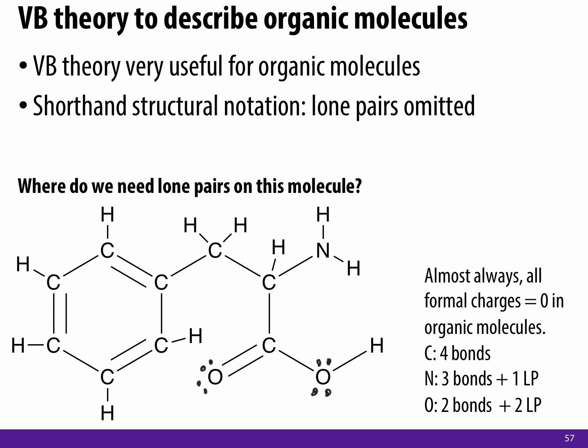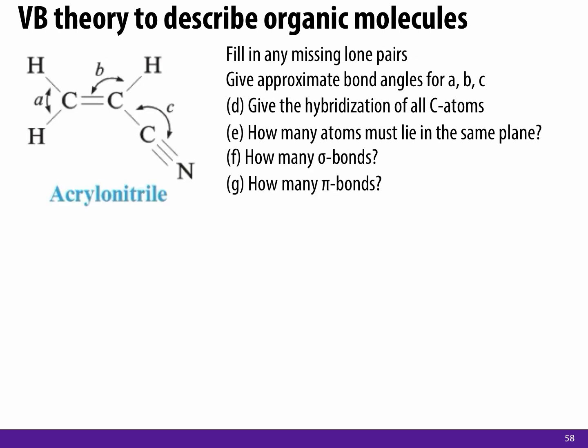That's also what it needs to get to an octet, right? 2, 4, 6, 8 electrons. And similarly over here, 2, 4, 6, we're going to need a single lone pair to get nitrogen back to its octet, as shown there. So those are all the lone pairs. That's useful because now if I wanted to describe the bond angles and the hybridization of this oxygen atom, I can. So let's use that to answer the following question for acrylonitrile.